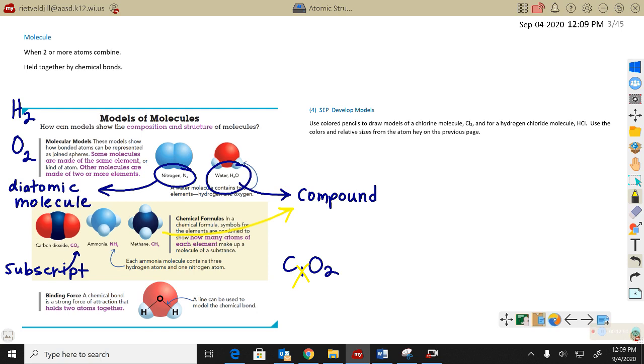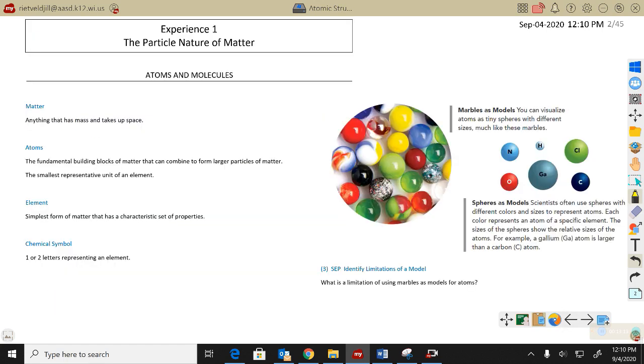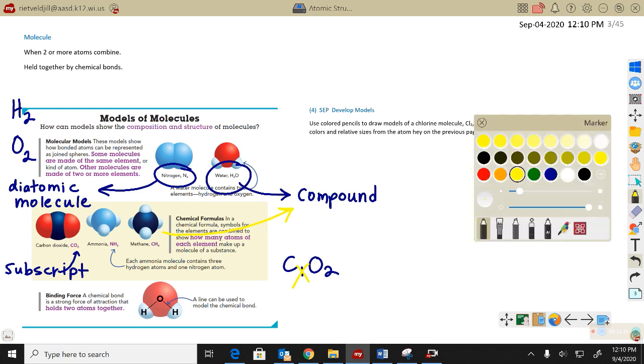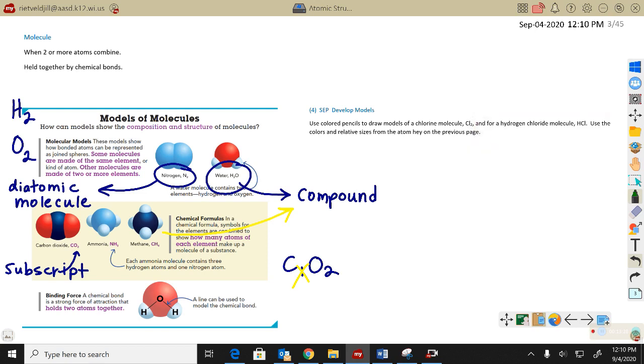Okay, so maybe you had colored pencils or markers or crayons, or maybe you just drew them and shaded them in on your own. But if I go back, I'm looking for the chlorine and the hydrogen. It looks like the hydrogen was a small white atom and the chlorine was a little bit larger green atom.